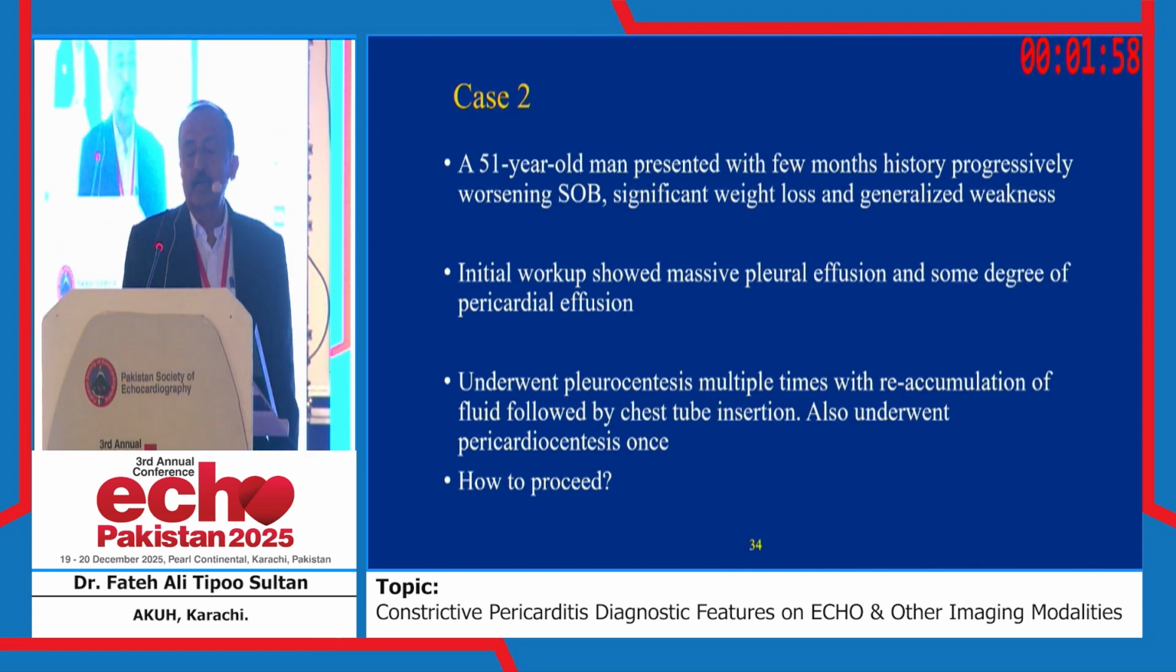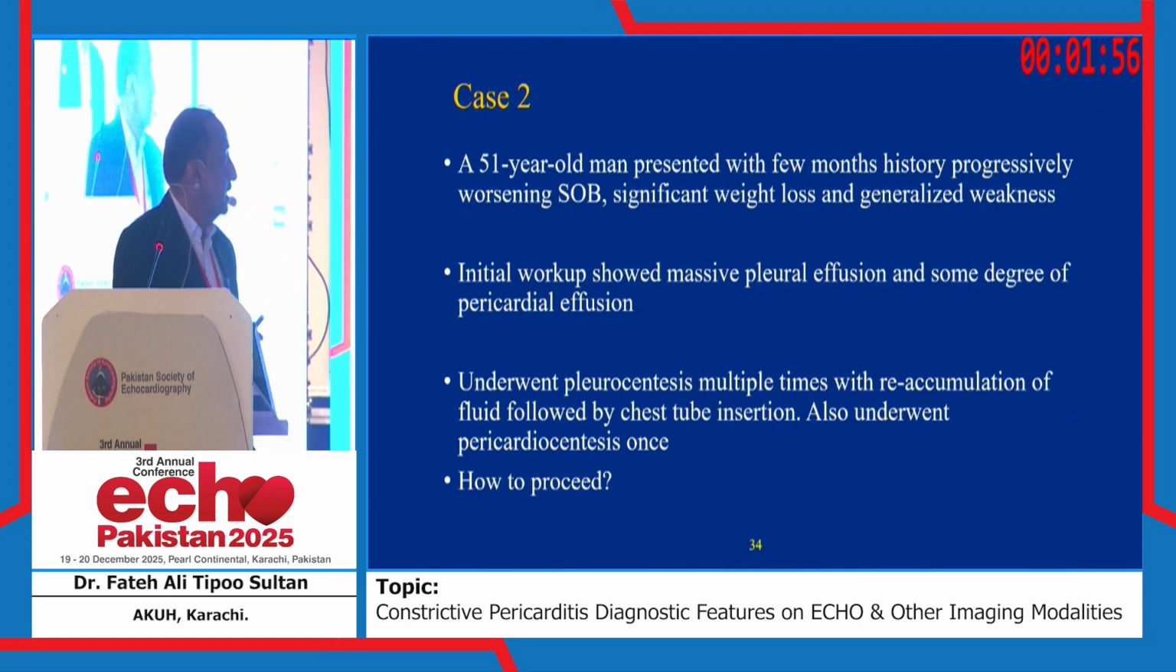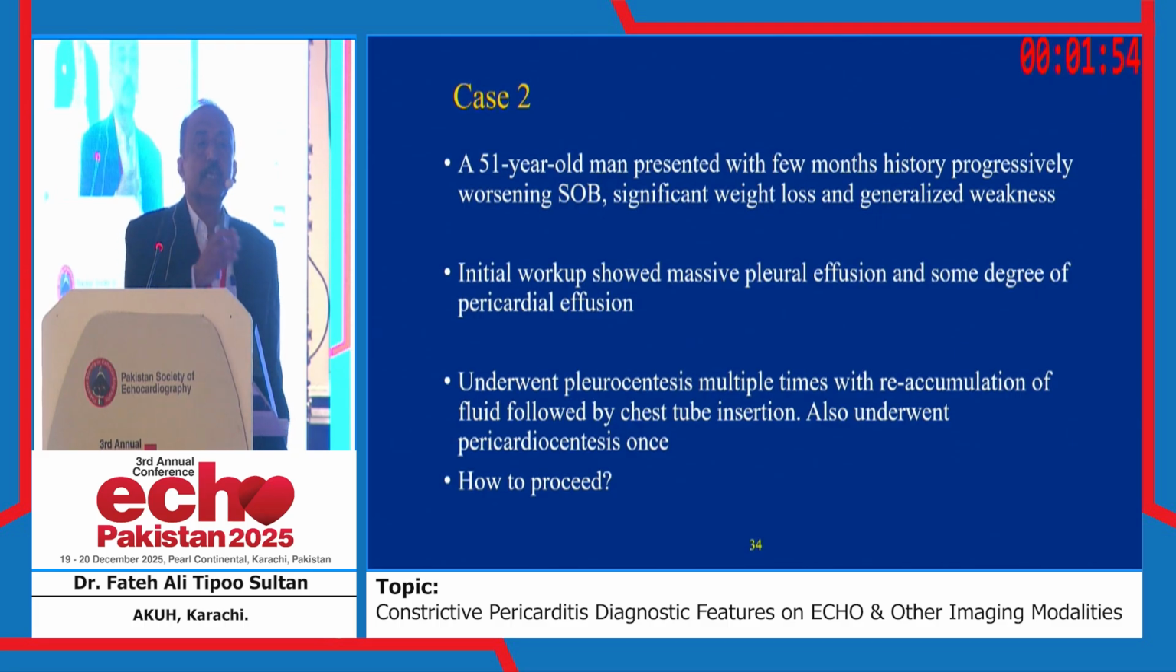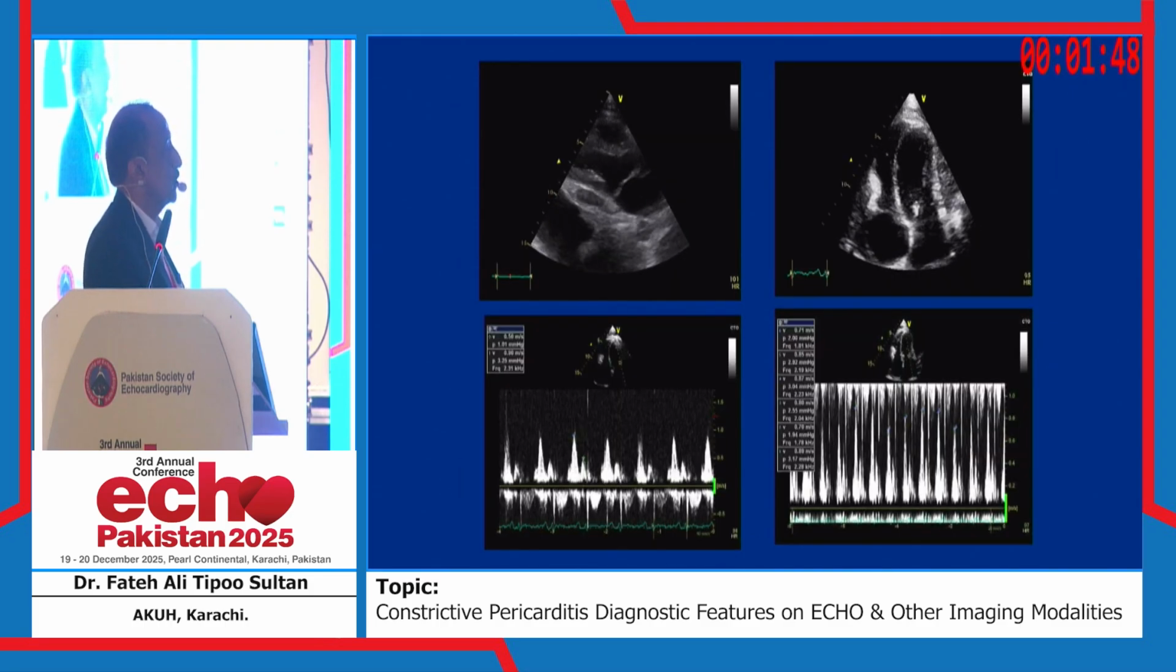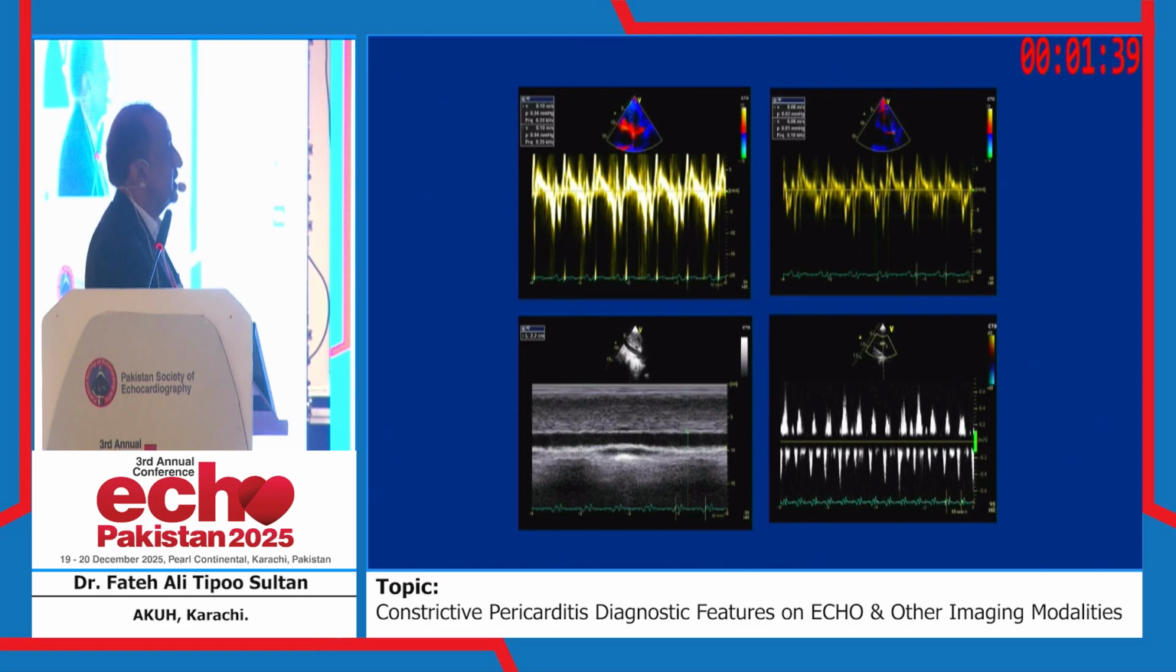Outside echo was completely normal. So there was reaccumulation of pleural effusion again and again. So we did the echocardiogram, and we found all the findings of constrictive pericarditis. And an additional thing was there was suspicion of tuberculoma there. Again, all the findings were present there.